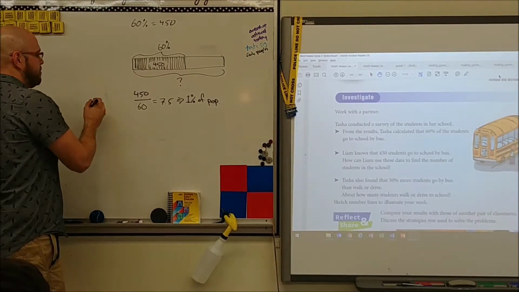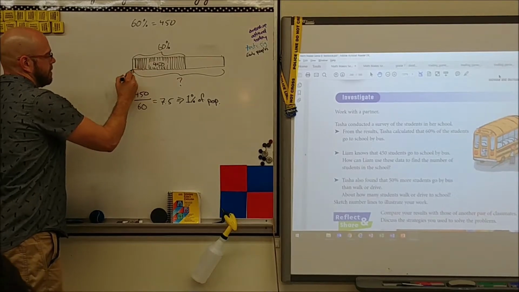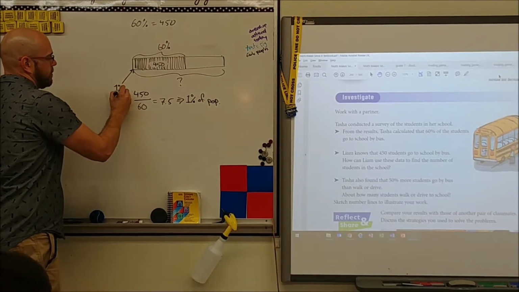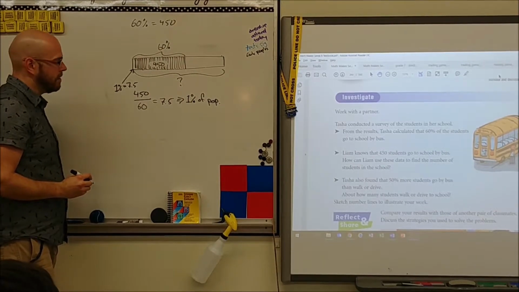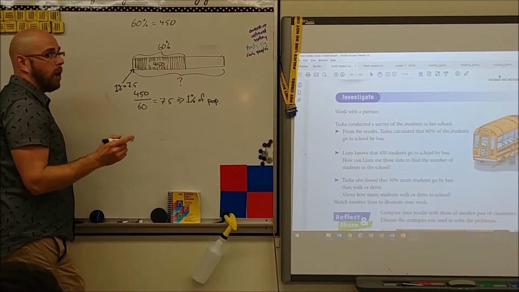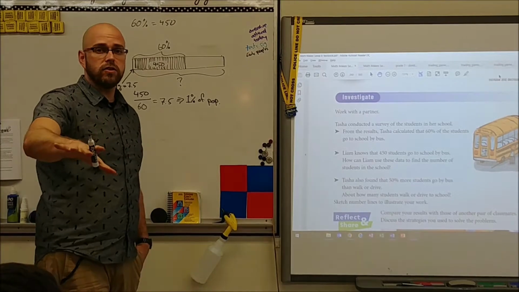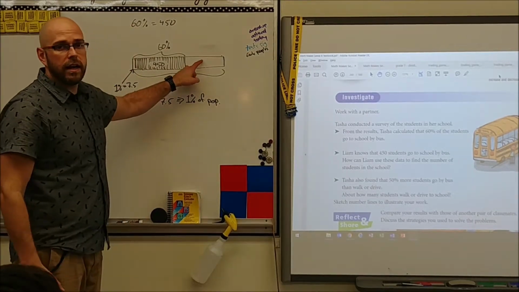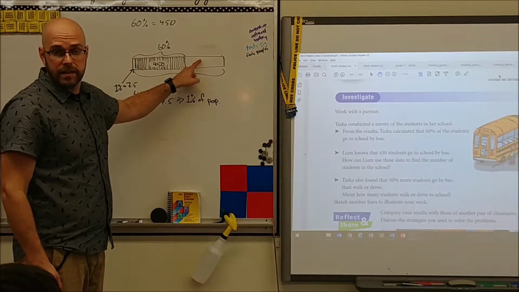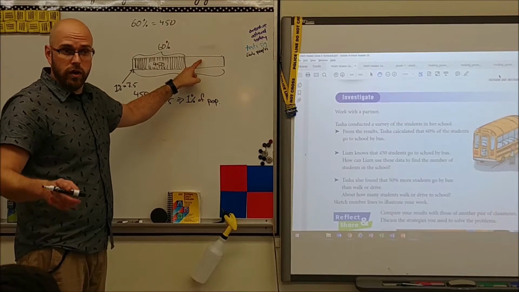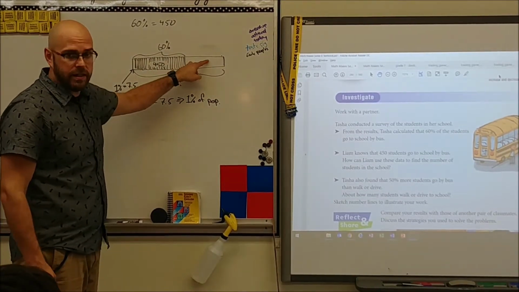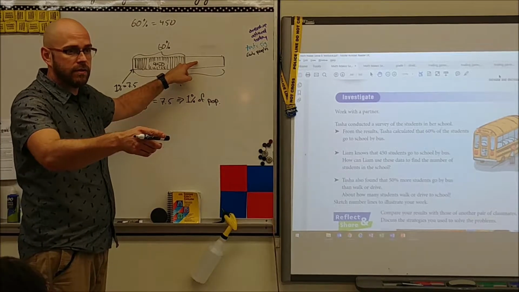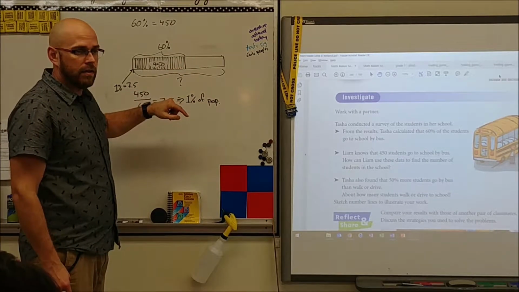So if 1% equals 7.5 kids. Oh, I see. Okay, so I had a student here say times it by 40, and I know what's in here, because that's 40%. We could do that. Yes, we could take 1% times 40 and find out what's in this box. Absolutely. Yes. You have to do both 40 and 60, so 100.